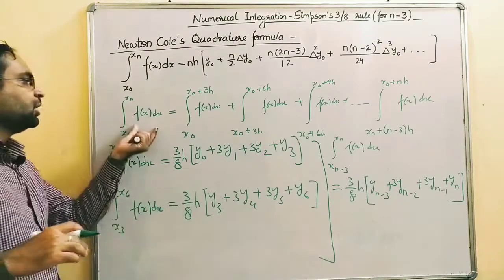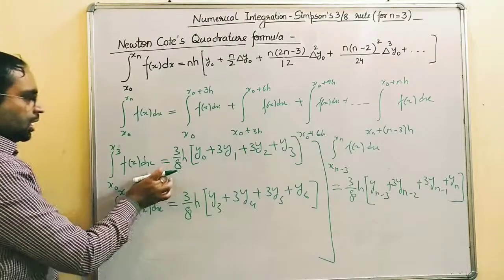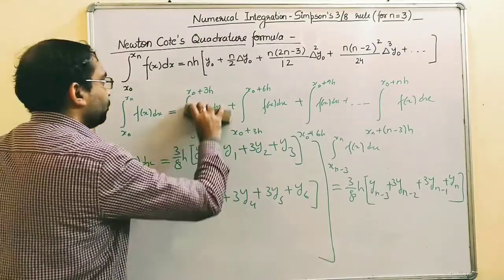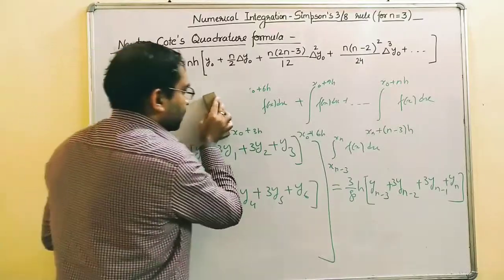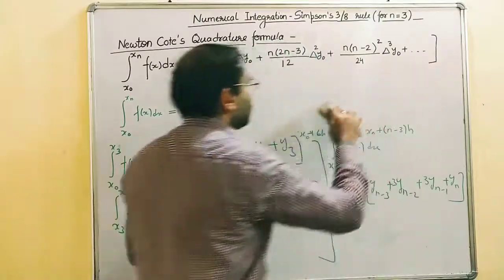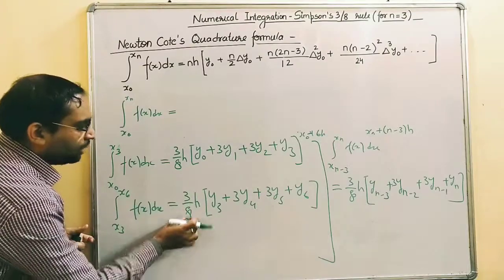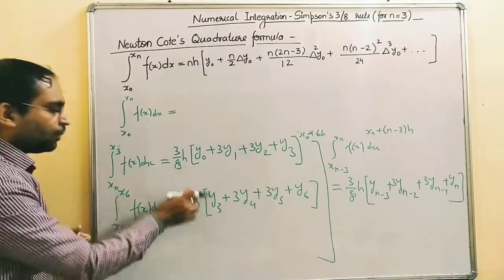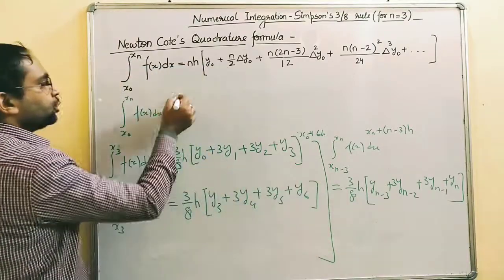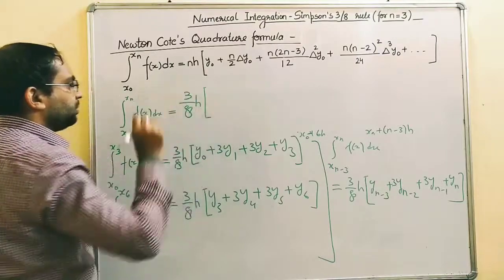And as we know, we can achieve the final integral by summing all these. So we need to sum all these. So let me write the sum on top here. I am removing this. So the left hand side will be the final integral from x0 to xn, and on the right hand side we want to sum all these. As we can see, the common term in all the subintervals will be 3 upon 8h. So we'll take this common, 3 upon 8h, outside the brackets.